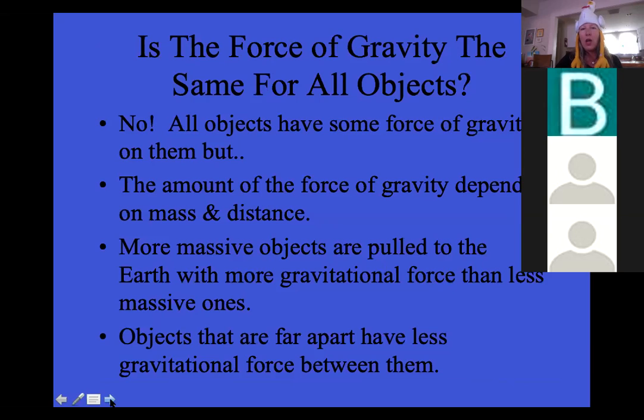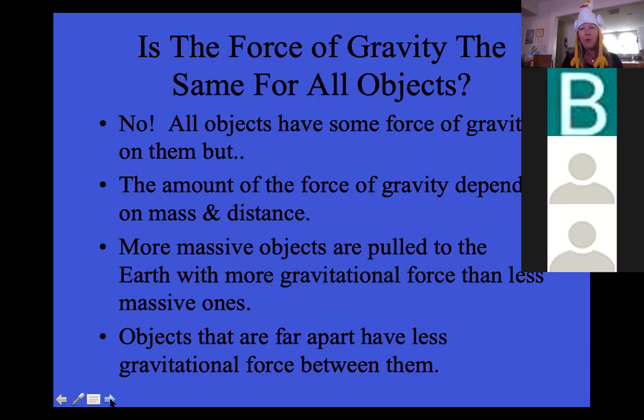All right, so now that we've established what the universal law of gravitation says, that it depends on mass and distance, is the force of gravity the same for all objects? Which was my question at the beginning. And hopefully you can now say, no, it is not. All objects do experience a force of gravity, but they don't all experience the same amount of force, because the amount of force depends on the mass. So more massive objects are being pulled to the Earth with more gravitational force than objects with less mass.